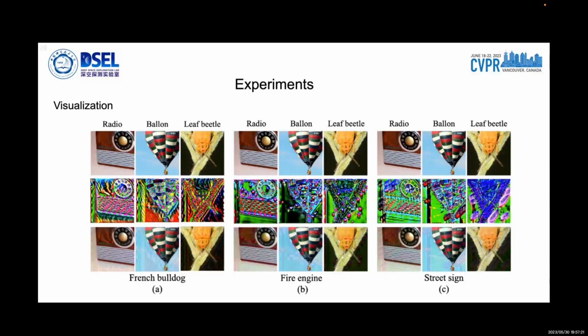Then, we present some visualization results of our method. The first, second and third rows show clean images, adversarial perturbations and adversarial examples, respectively, and A, B, and C display the results of different target classes. That is French bulldog, fire engine and street sign, which indicate that different target classes lead to different patterns or texture styles of the generated perturbations and adversarial images.